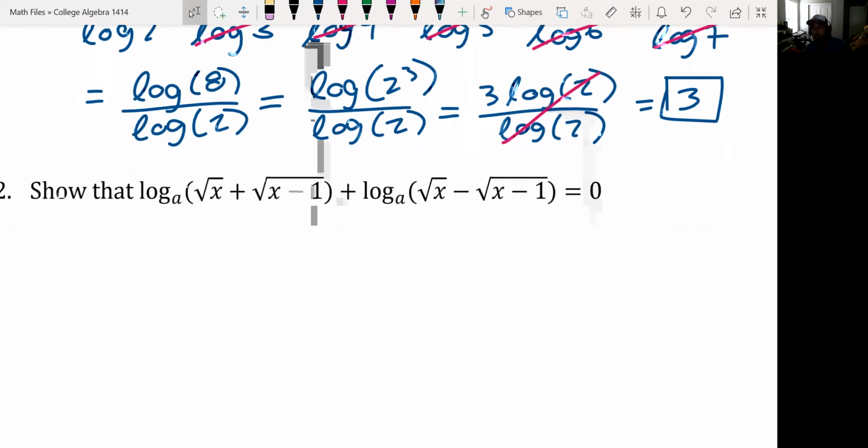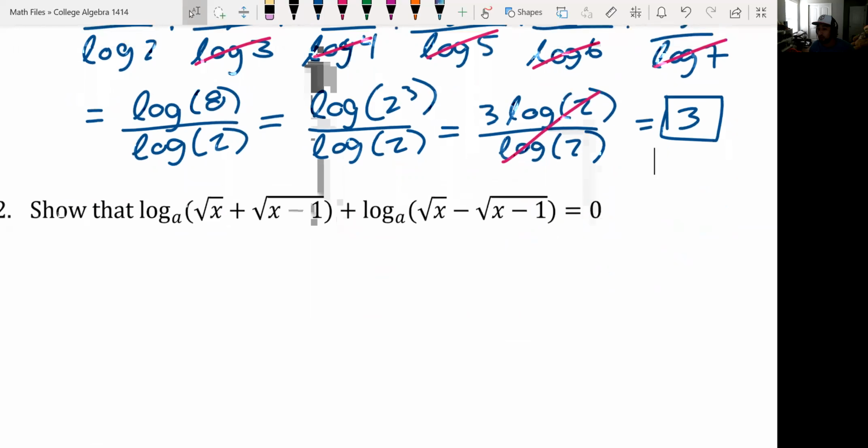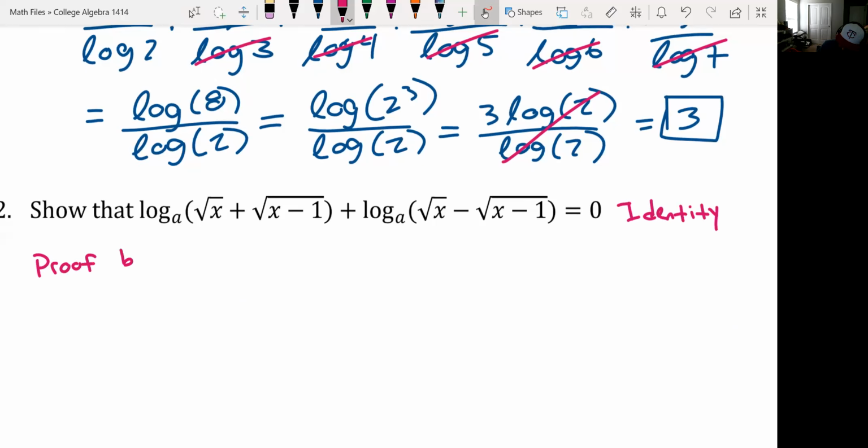All right, so this next one is called a proof. We're going to prove this identity. It says show that log base a of the square root of x plus the square root of x minus 1 plus log base a of the square root of x minus the square root of x minus 1 is equal to 0. So this is called an identity, and we want to prove it. This means we start by using one side. Whenever you prove an identity, you choose one side. You either choose the left or you choose the right. And when you prove identities, you always choose the most complicated side. And that happens to be the left side. So we're going to say proof by left side.